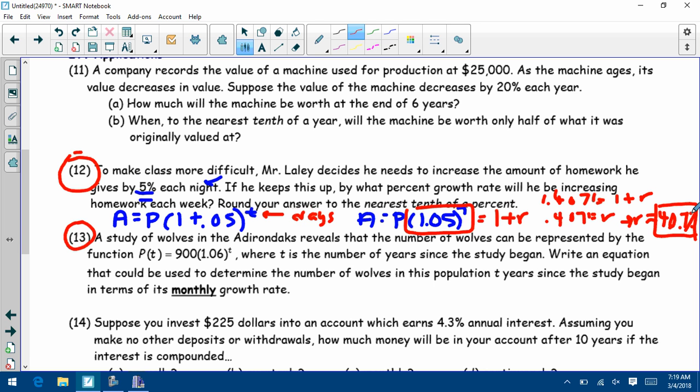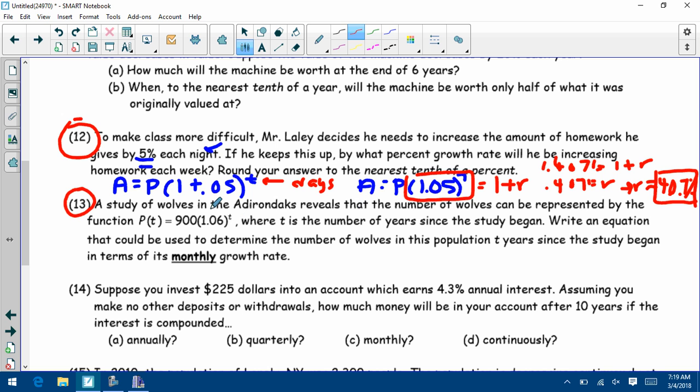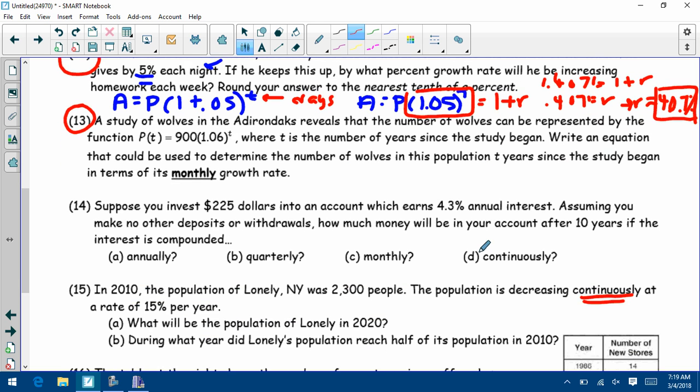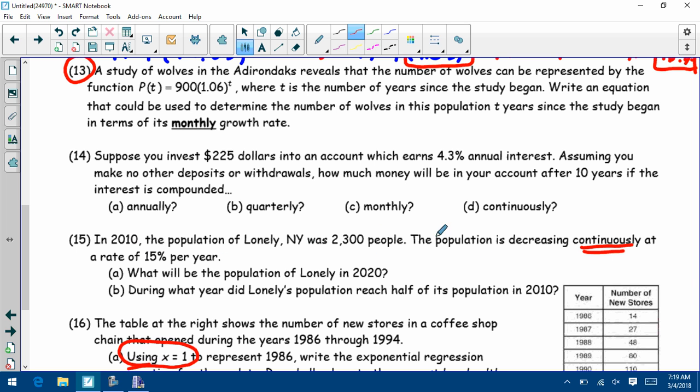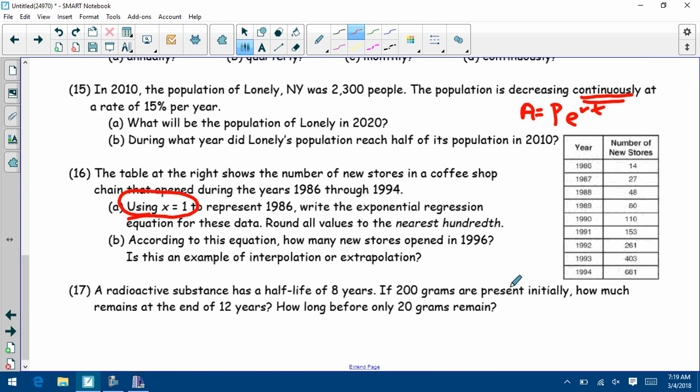Okay, so those questions, that's how you would answer one like that. This is one of those ones where we have to change the equation. We did one like that on the warm-up sheet, so I'm not going to redo that. Number 15, you see population is decreasing continuously, so what's that going to mean for you? That for sure we're using PERT for this one. We've got a regression equation. Watch out for using x equals 1 to represent 1986, so you're not just going to put these into L1. You're going to put 1, 2, 3, etc. into L1.